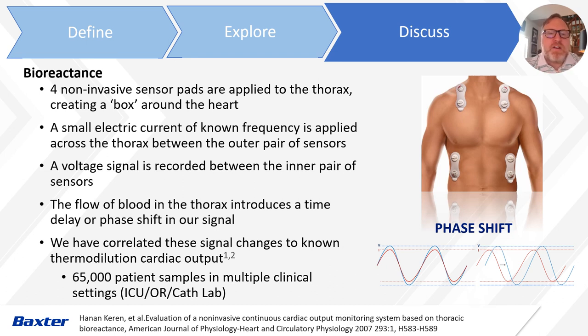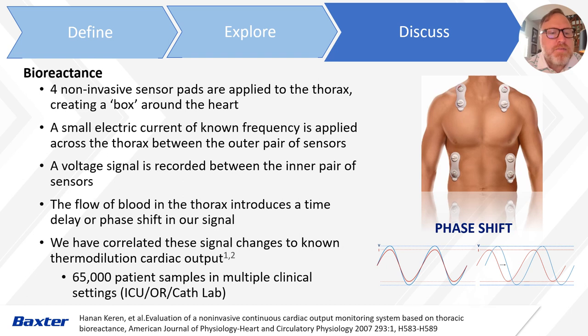A small electric current of known frequency is applied across the thorax between the outer pair of sensors. A voltage signal is recorded between the inner pair of sensors. For all the geeks out there, it's about 500 times a second, I think around 75 kilohertz. So that's about how fast it's going in, and that's the amplitude as well, the voltage, I should say.